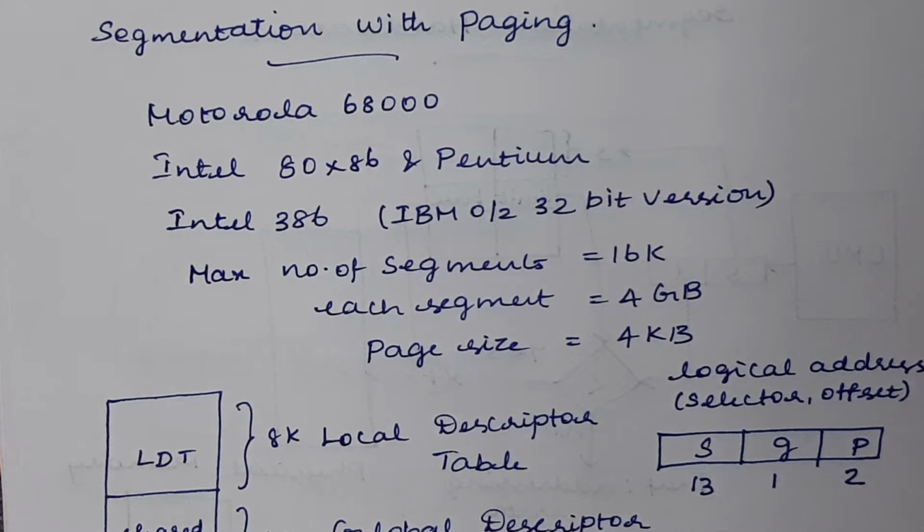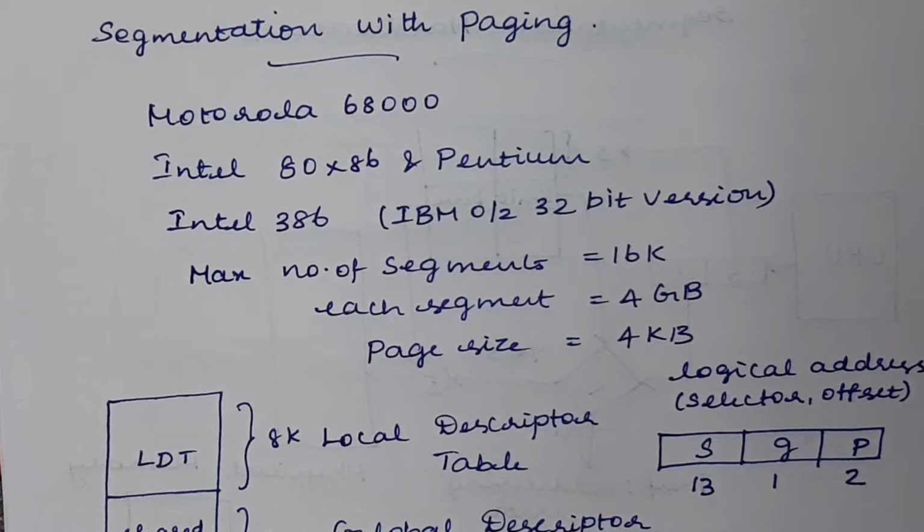Here no overlay concept is followed in segmentation, whereas in paging we can follow the overlay concept. So what is the overlay concept? If any partition of the process is not available in main memory, we have to swap, and only the partitions we need to execute will be brought into the memory from the secondary device. So this is the overlay concept.